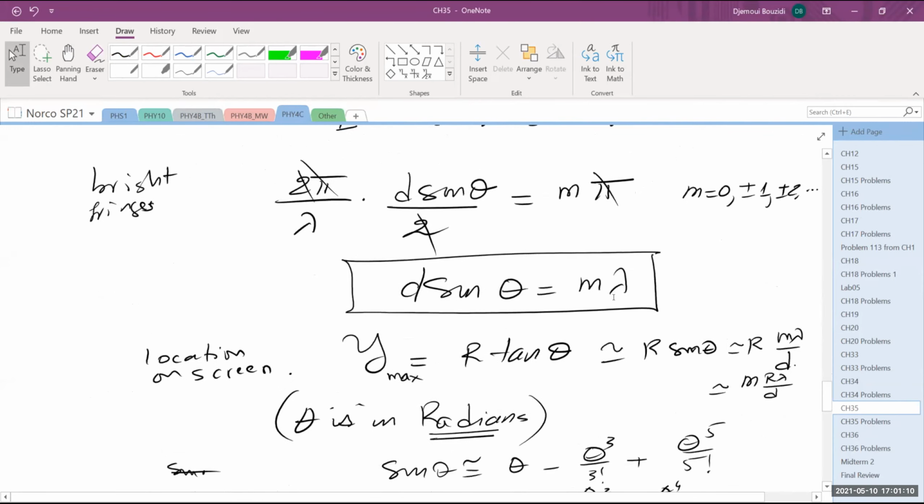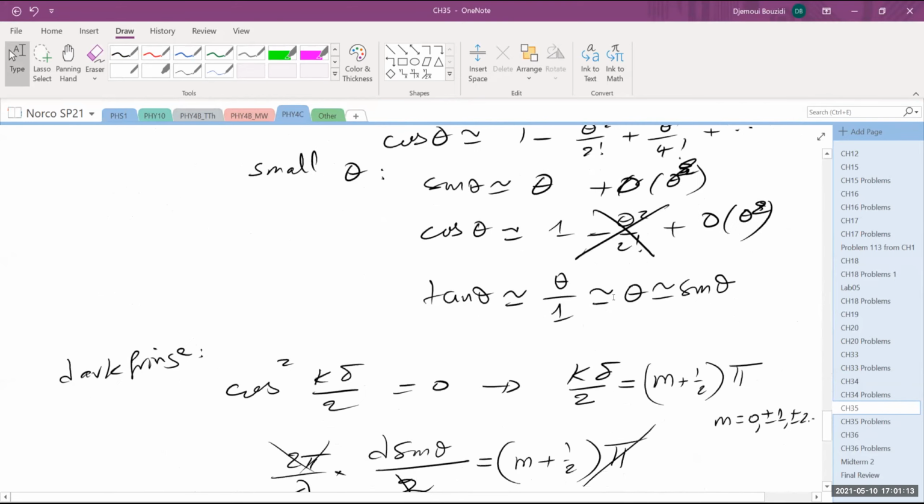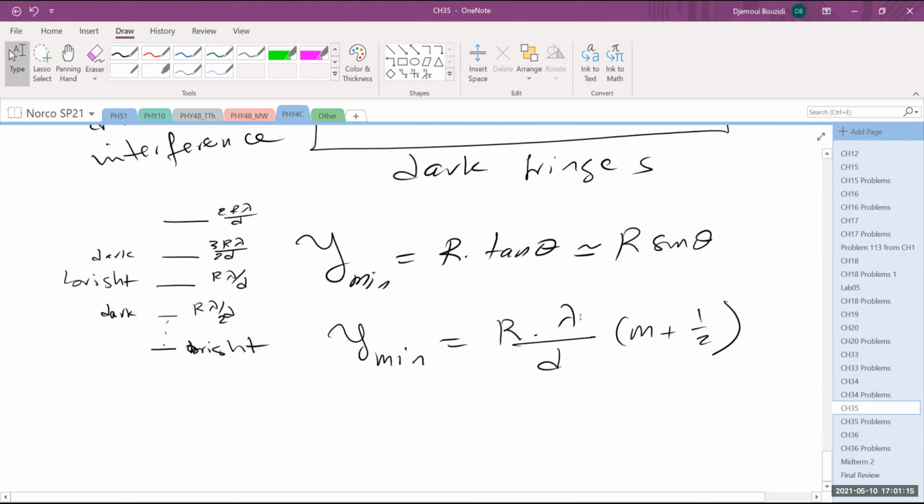Now you can find lambda, because all of these experiments, and that's part of the experiment that we'll be doing, is you can find lambda, because if you can go and find where the dark fringe is, or the bright fringe, it doesn't matter. If you take a ruler and measure this distance from here to here on the screen, this should be, according to this one, from the central bright fringe to the next bright fringe, r lambda over d, provided that r is very, very far away compared to d. That's fine. So you know how much that distance is.